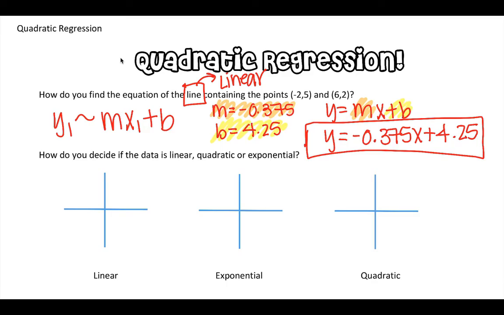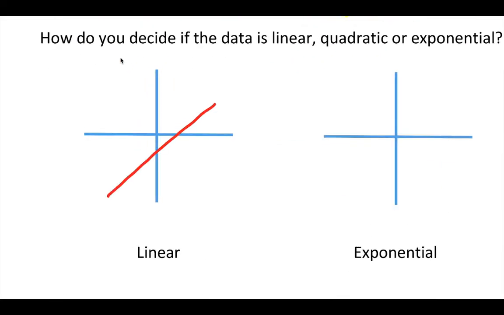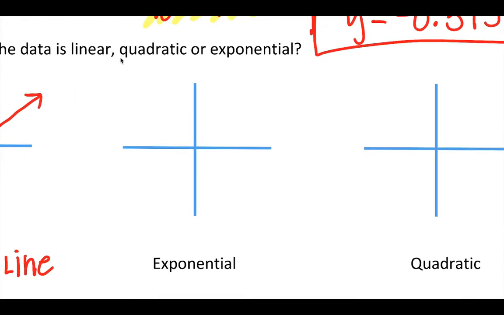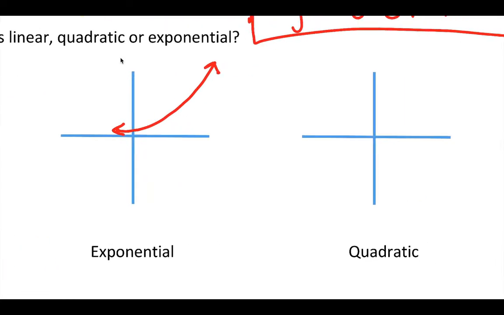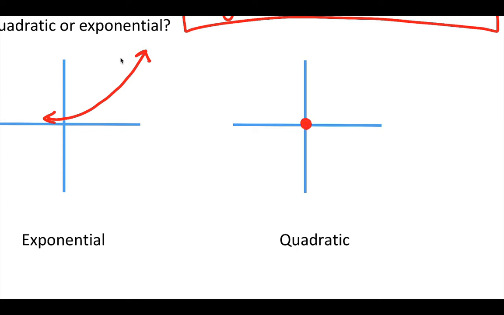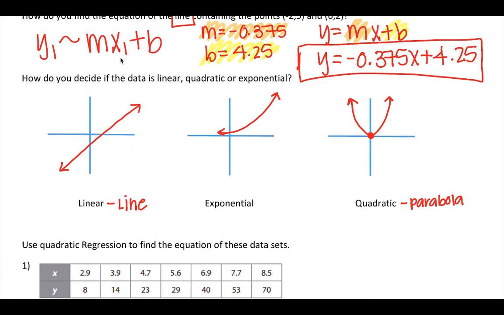Now we've got to decide if the data is linear, quadratic, or exponential. So remember with linear, it makes a line. So linear is going to make a line. Exponential, remember that it grows exponentially. So it does something like this. There's exponential growth. Right? And then quadratics make the parabola. So those are the different types of graphs we've talked about.